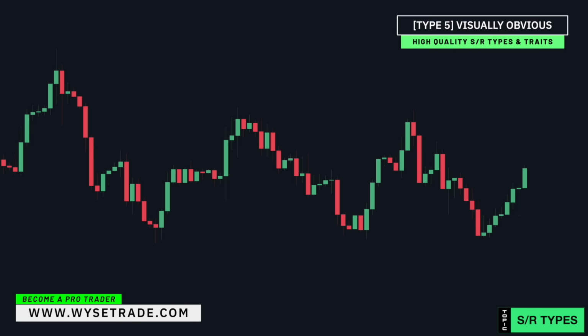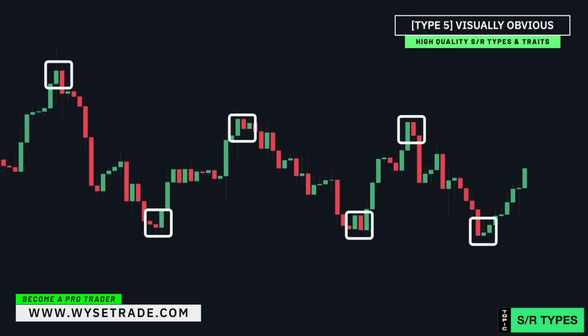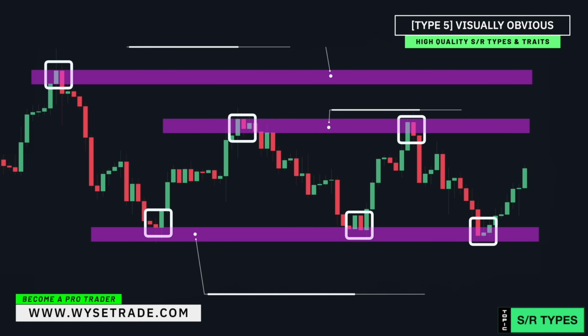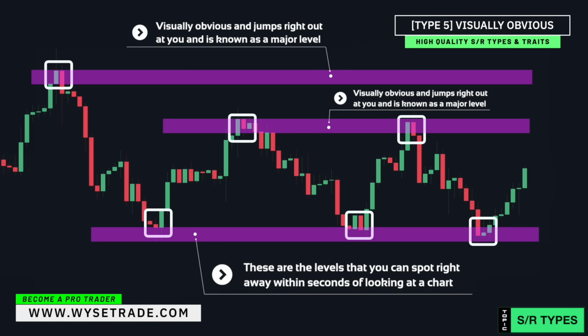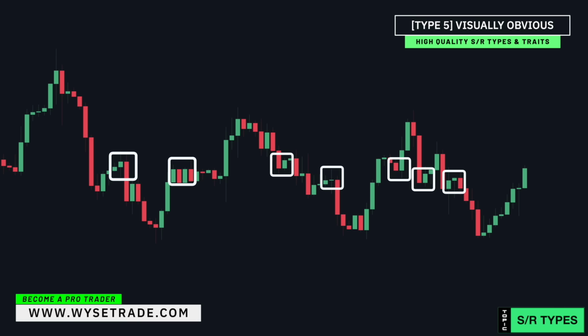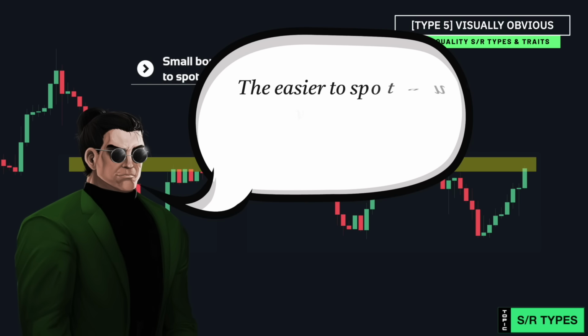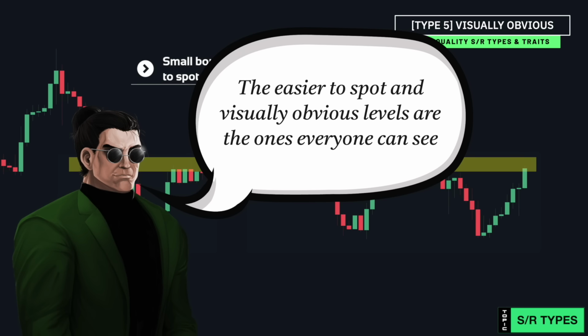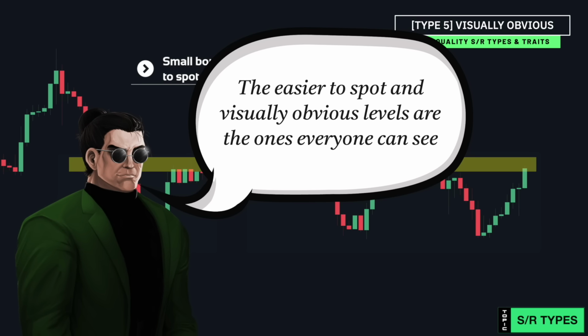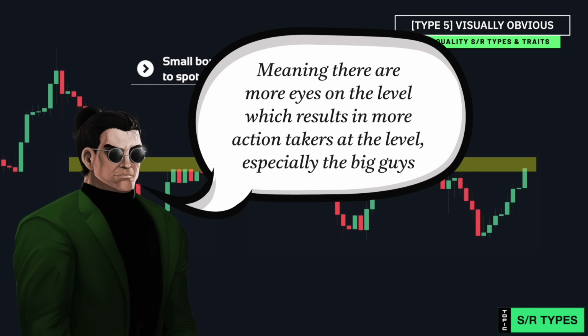Type 5. Visually obvious. These are the levels that you can spot right away within seconds of looking at a chart. They are visually obvious and jump right out at you and are known as major levels. These small bounces still give you a level, but it is known as a minor level. The easier to spot and visually obvious levels are the ones everyone can see, meaning there are more eyes on the level, which results in more action takers at the level, especially the big guys.